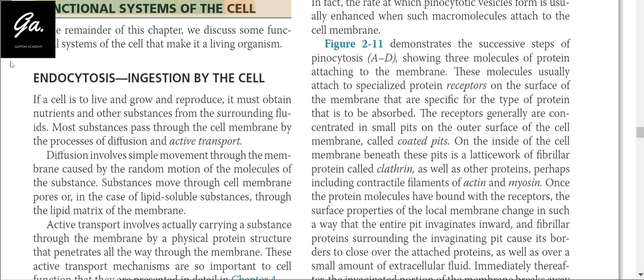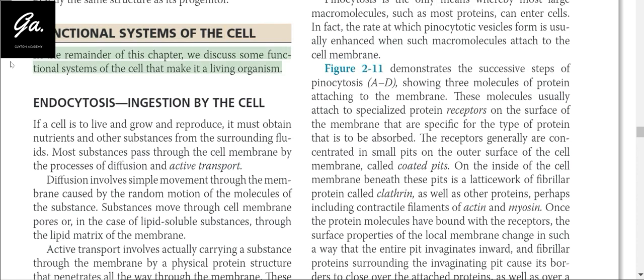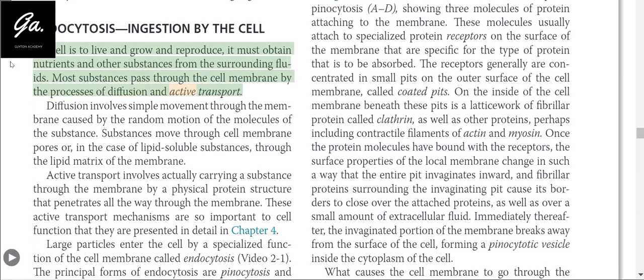Functional systems of the cell. In the remainder of this chapter, we discuss some functional systems of the cell that make it a living organism. Endocytosis, ingestion by the cell. If a cell is to live and grow and reproduce, it must obtain nutrients and other substances from the surrounding fluids. Most substances pass through the cell membrane by the processes of diffusion and active transport.